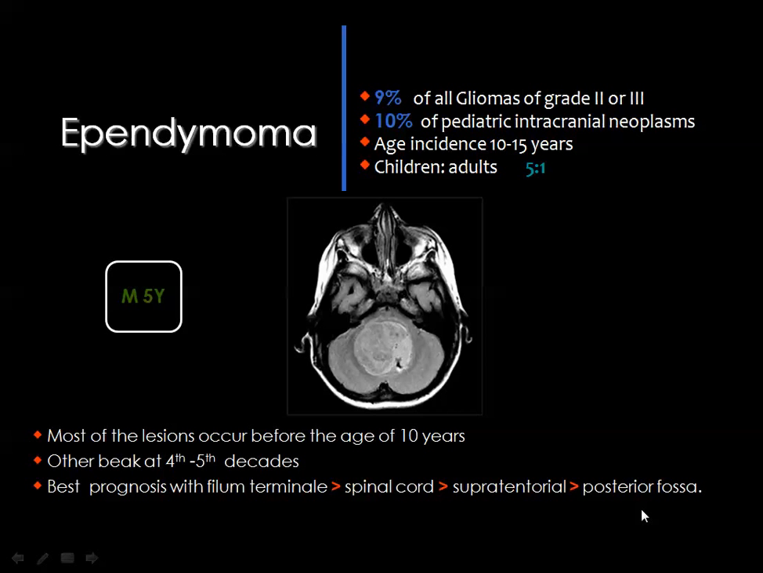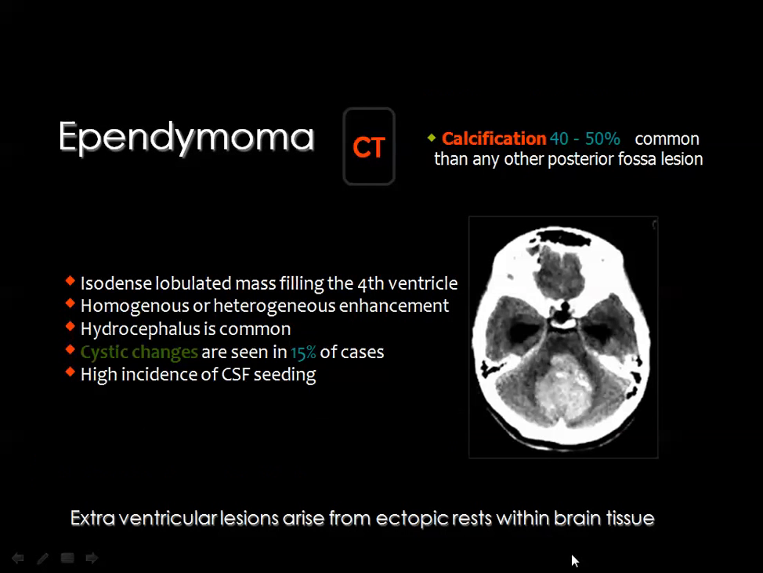Ependymoma will show a mass which is of relative isodensity to the brain parenchyma. It is located in the midline region of the posterior fossa, centered actually on the fourth ventricle. And this is one of the common lesions that can show calcium in the posterior fossa, and the calcification ranges between 40 to 50% in ependymomas. Then whenever you inject the contrast media, you may get homogeneous or heterogeneous contrast enhancement.